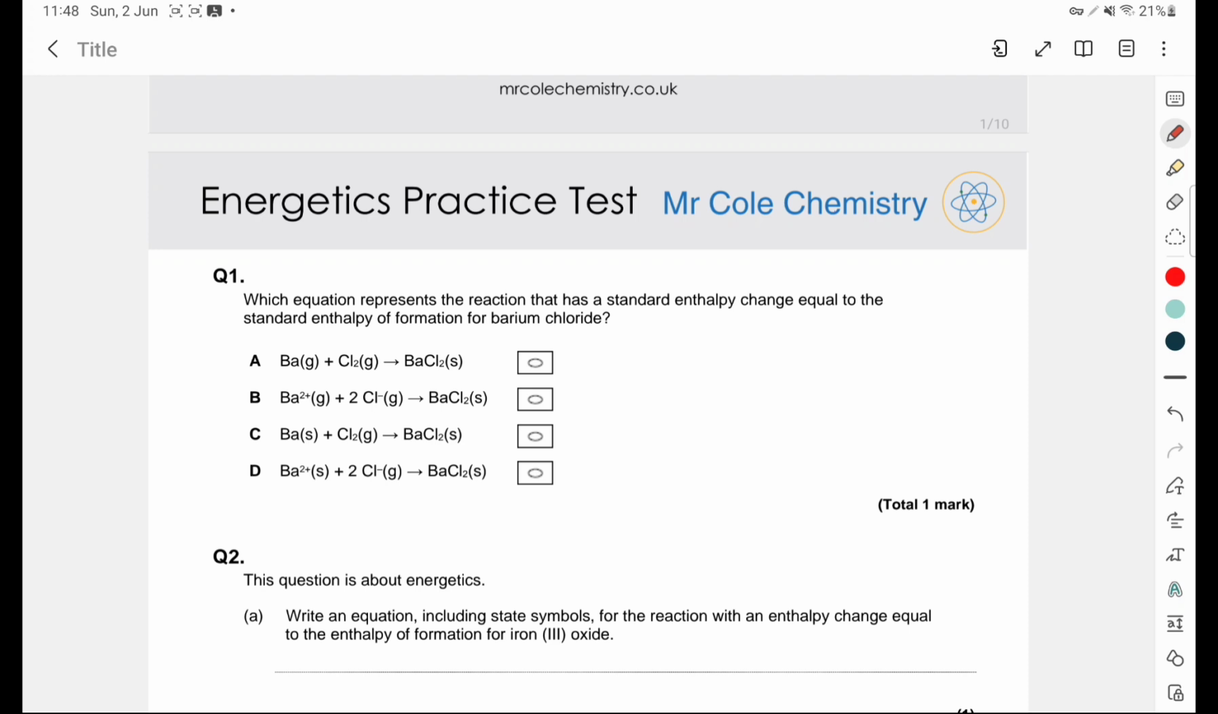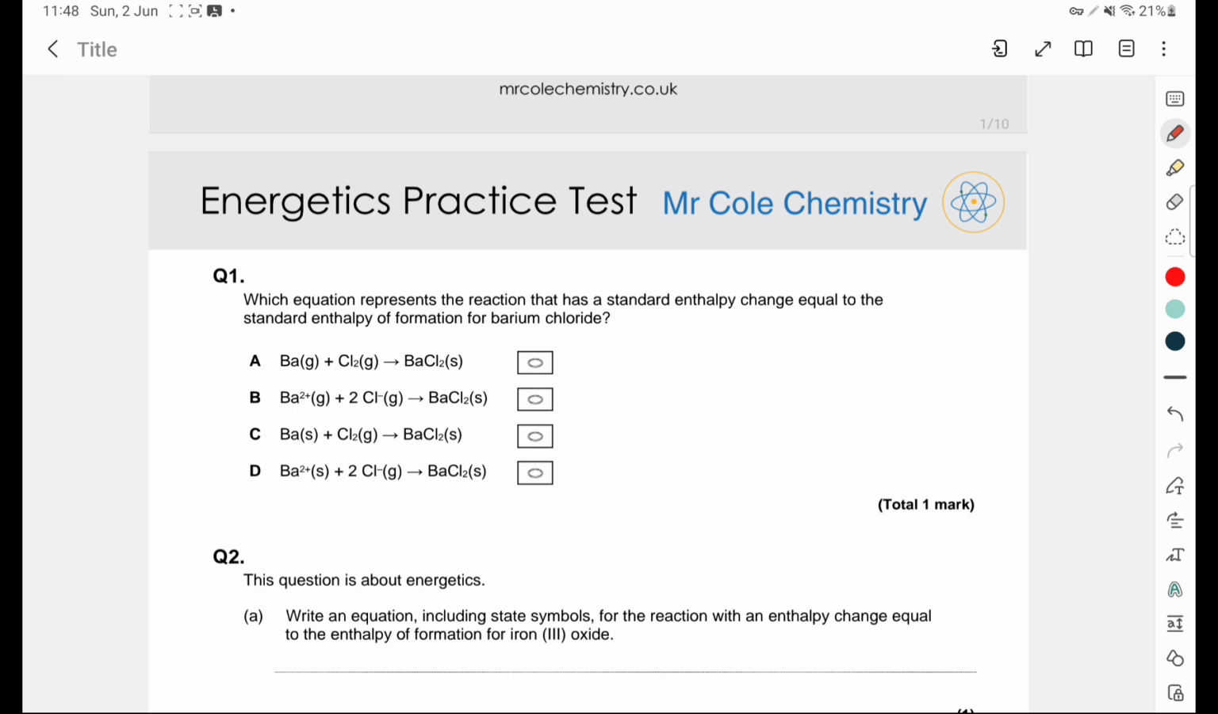A is false because barium is a gas in the equation given. It should be a solid. B is false because it has ions in the equation. This equation is actually the lattice enthalpy of formation, something that you will come across in the thermodynamics topic.